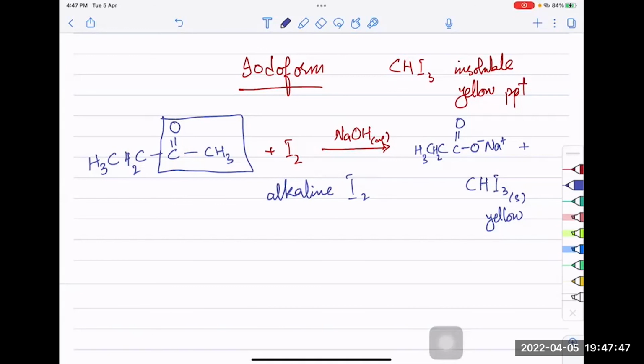So we add alkaline iodine. Basically, we dissolve iodine in sodium hydroxide, and we add that to this thing. And it's a very specific test because it's telling us whether there is a methyl next to the carbonyl or not. If we had this one, then it wouldn't react. This will not react. Why? Because there is no CH3 with the carbonyl.